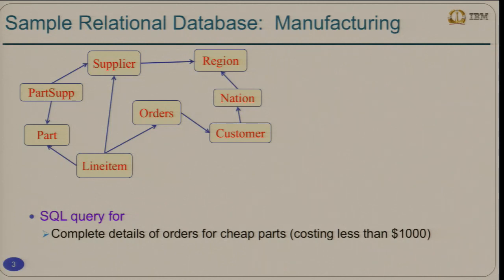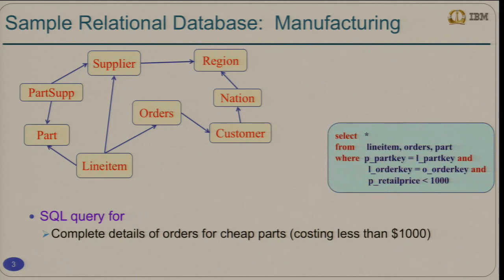Right. So this is what you want, and what you will do is write an SQL query which looks like this: select star from these three tables where the price of the part is less than 1,000, and in these two tables these keys match, so that you are giving the full details of what those orders for the cheap parts are. Okay.